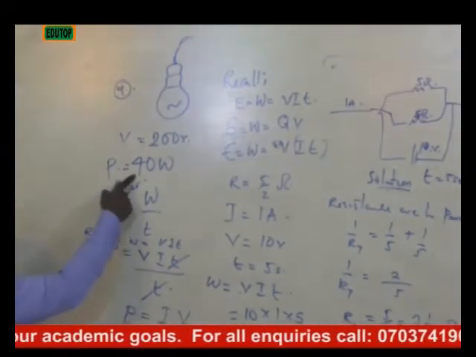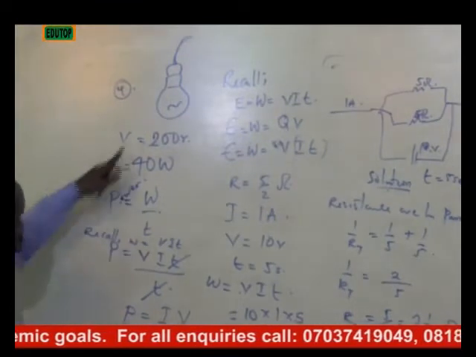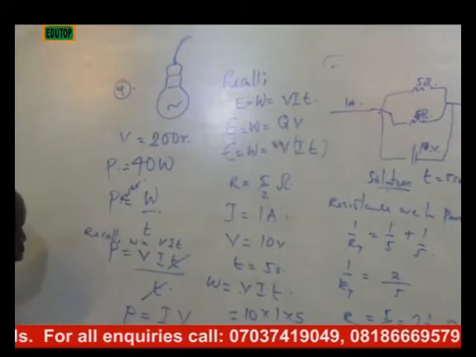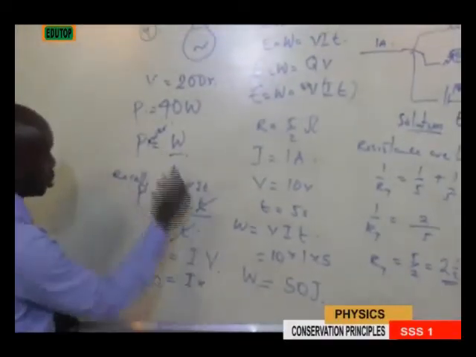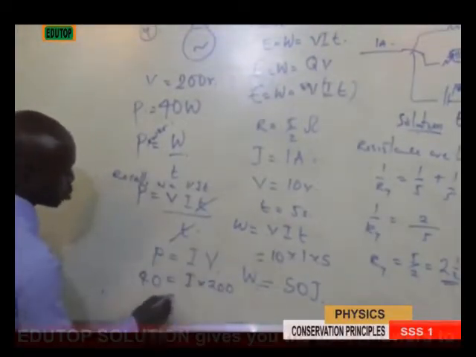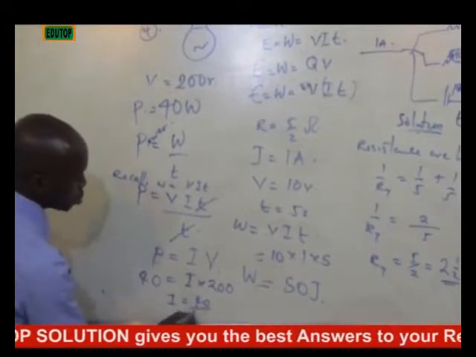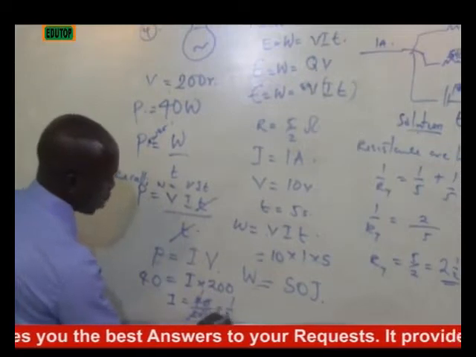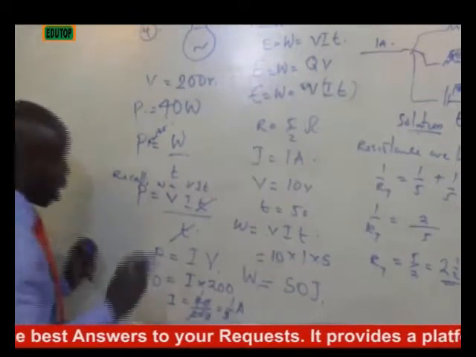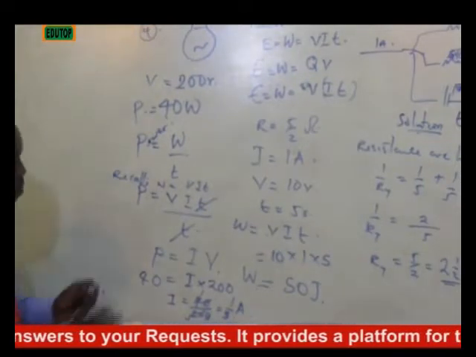So from there, we can get our current from here. Remember, power is 40, voltage is 200. So we have 40 equals, what's the current now? That's the unknown. Now the voltage is 200. So my current will now be 40 over 200. So that gives me 1 over 5 amps. I've gotten my current. Now I need to get my resistance.